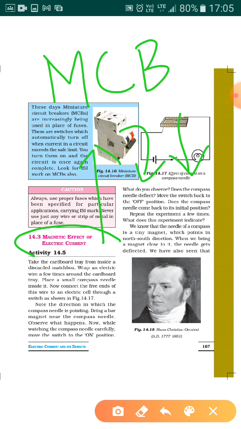Now we have all studied the heating effect of electric current, and in the next class we will study the magnetic effect of electric current, which was given by Hans Christian Ørsted.